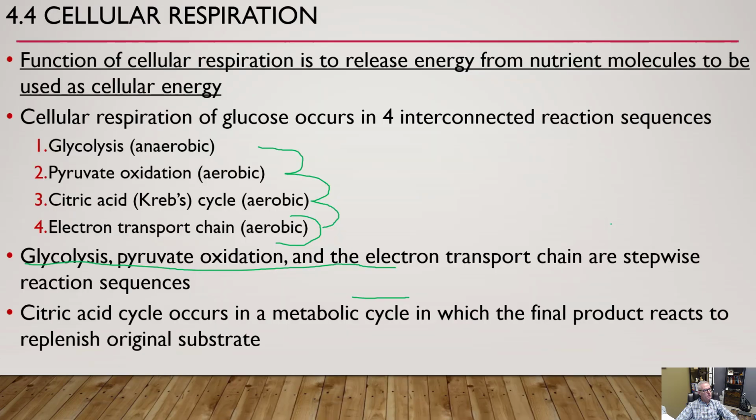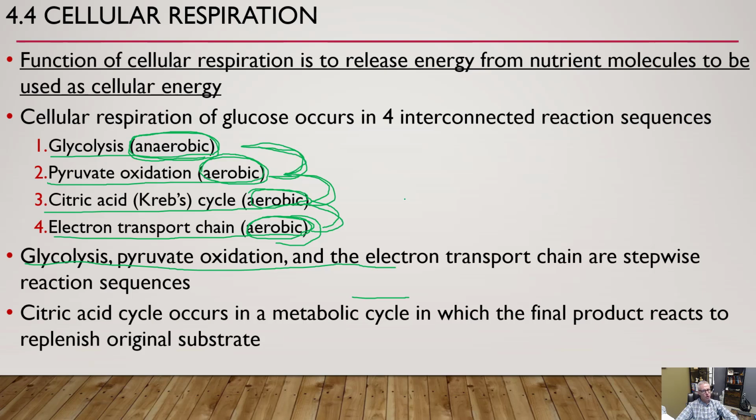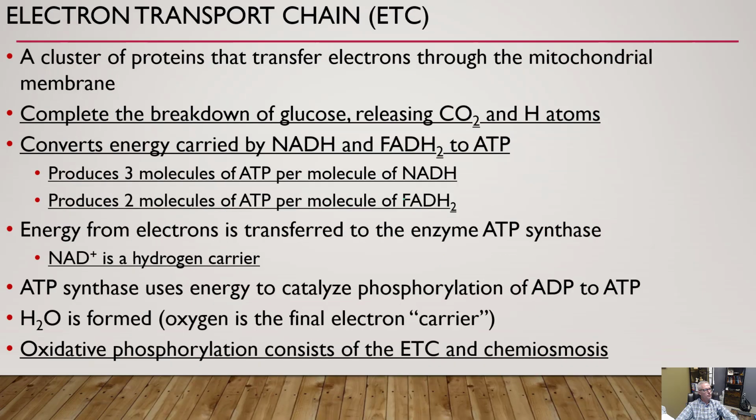All right, so back up here, I told you that glycolysis is going to happen first. Glycolysis is anaerobic, so it happens in the cytoplasm. Then we have pyruvate oxidation, which is aerobic and happens in the mitochondria. And then the citric acid cycle is aerobic and also happens in the mitochondria. But the electron transport chain, even though it's aerobic and occurs in the mitochondria, happens kind of simultaneously with all three. So I'm actually going to start with the electron transport chain.